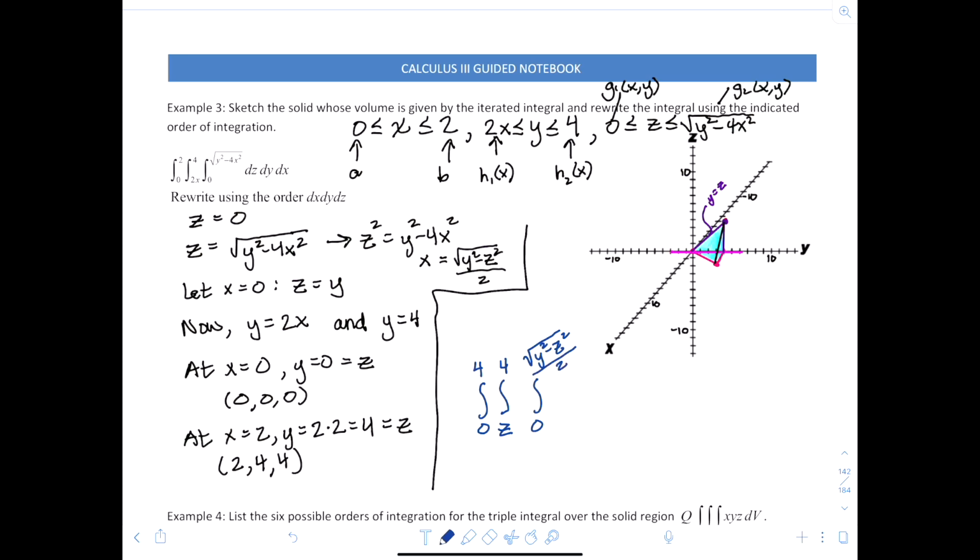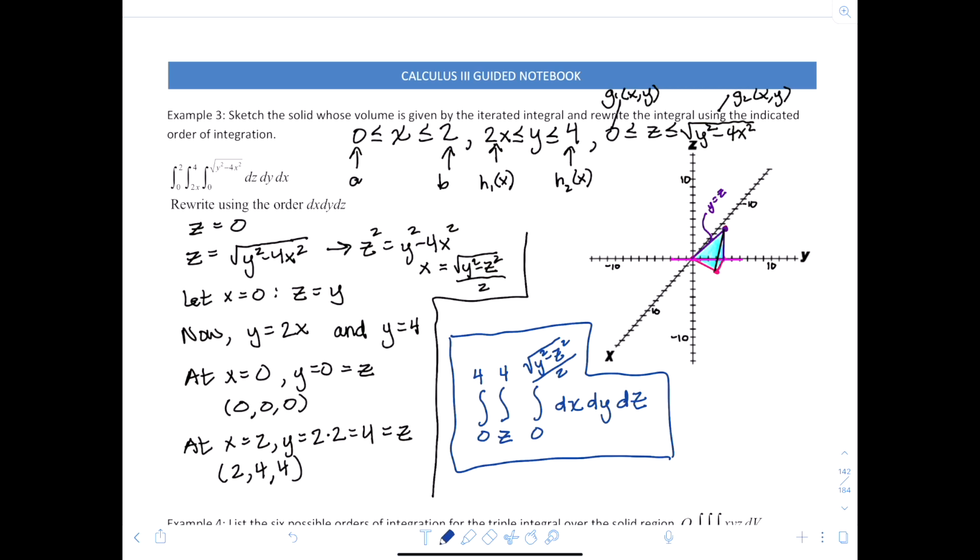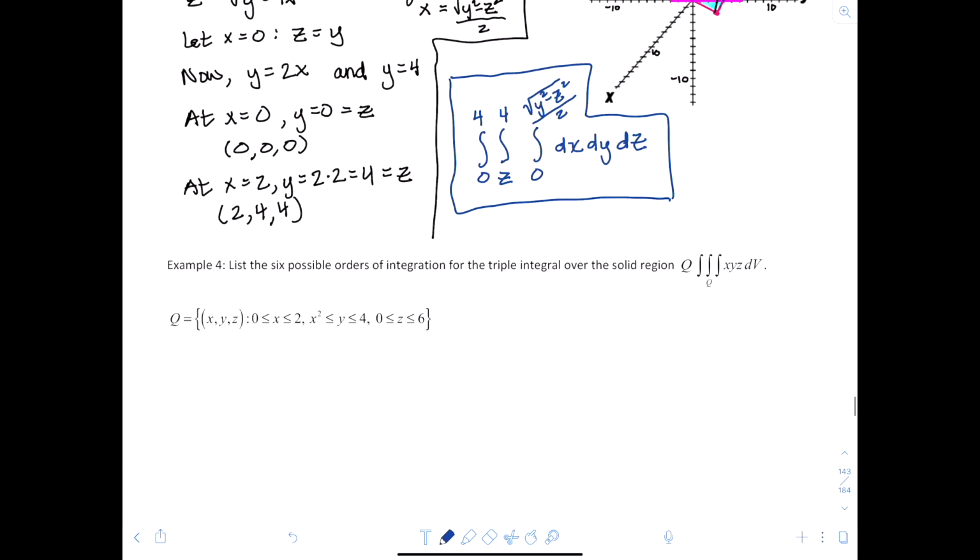And that was from the work over here. Cool, cool? All right, and then that's going to be dx, dy, dz. And that's what we were asked to do. All right, so I don't think that we needed to evaluate it, so we'll just leave it.